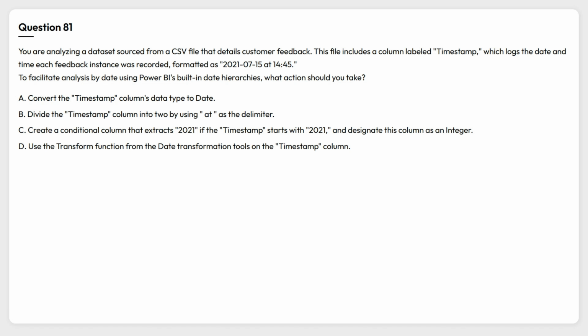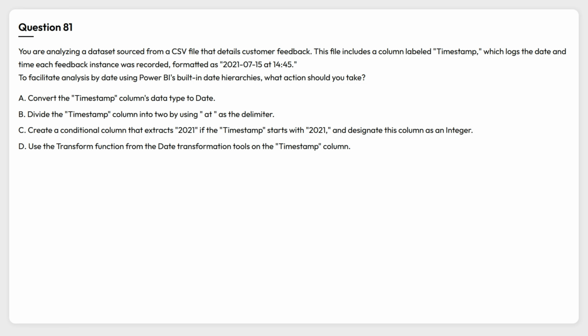Question number 81. You are analyzing a dataset sourced from a CSV file that details customer feedback. This file includes a column labeled timestamp, which logs the date and time each feedback instance was recorded, formatted as 2021 7:15 at 14:45. To facilitate analysis by date using Power BI's built-in date hierarchies, what action should you take?